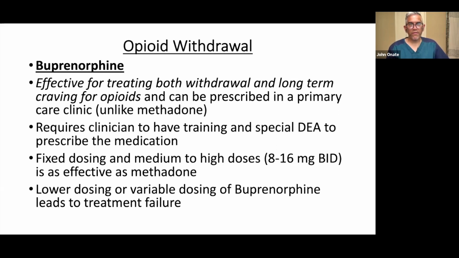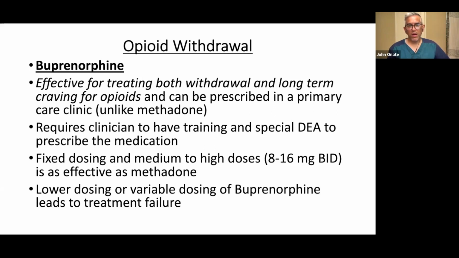And buprenorphine is an interesting molecule. It's technically an opiate, but it's an agonist-antagonist. What this means is that at certain doses, it can act like a pain medication. And then at higher doses, or when in the environment with other opiates, it can actually block the action of an opiate.